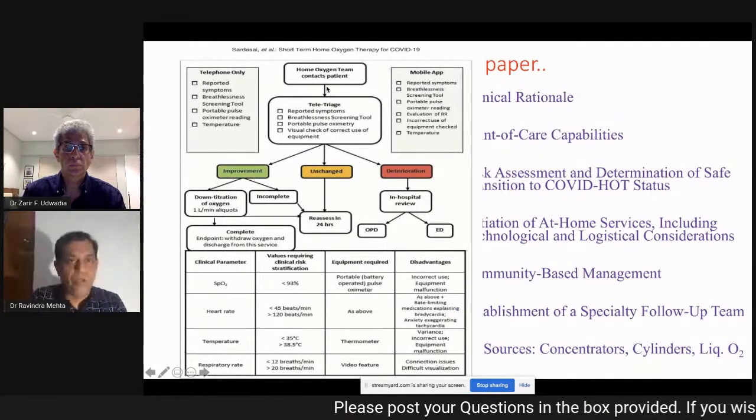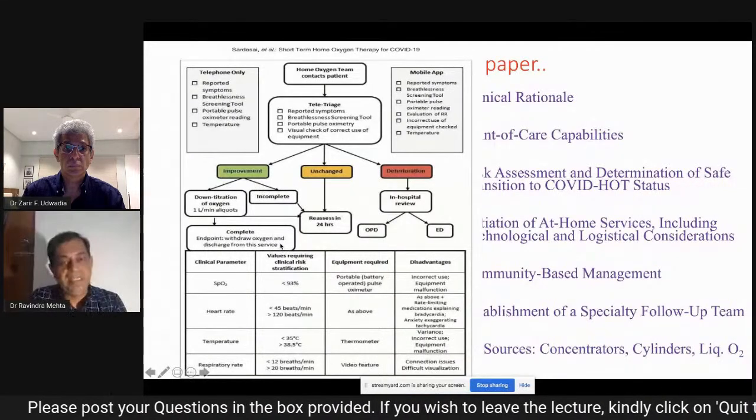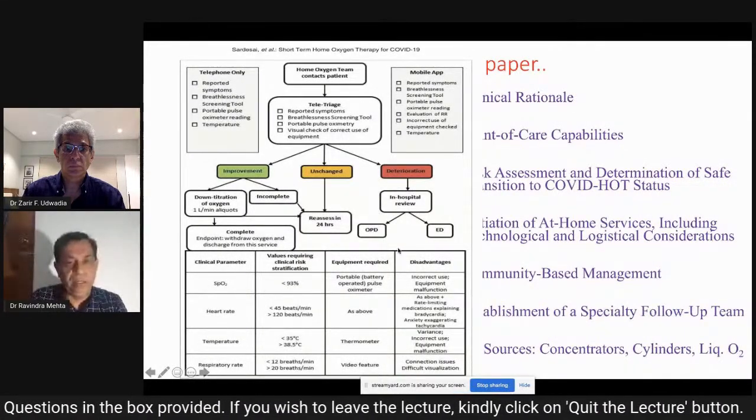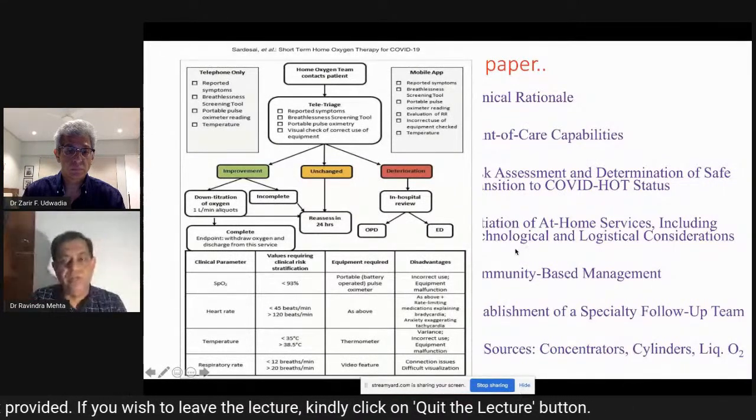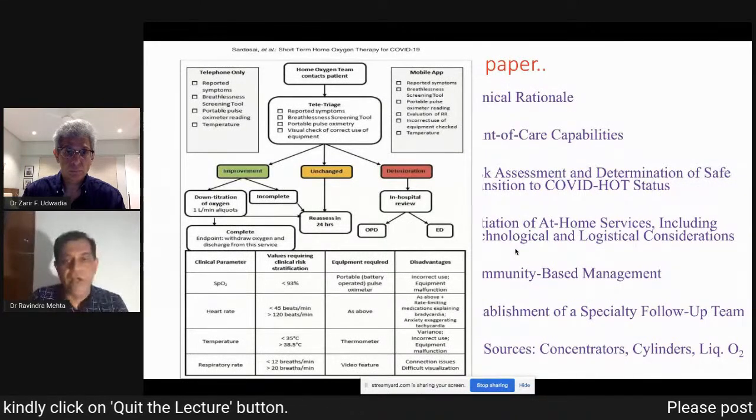And how are you going to do it? How is the home oxygen team contacting the patient? Whom do you decide to keep at home? Whom do you decide to get into the hospital? How are you going to look for the guy who worsens? And all the questions anybody will ask when they think of this with horror in their eyes.